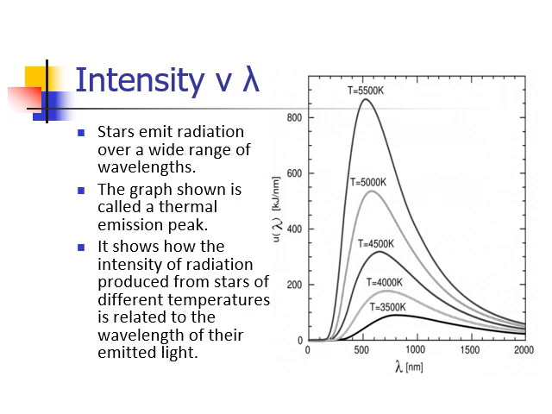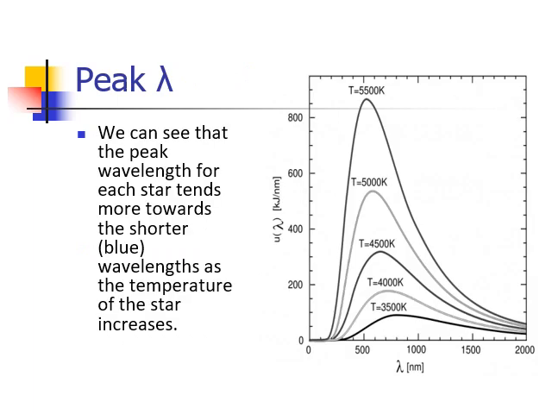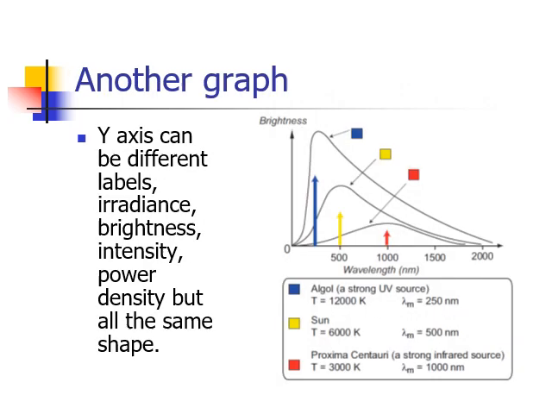But it's a general bit of information that you should be aware of: as the temperature of the star increases, the peak wavelength decreases. Which is what we've got here. So the shorter blue wavelengths are the hotter stars than the cooler, longer red wavelengths. There can be lots of graphs that are like this with slightly different quantities, whether it's irradiance, brightness, intensity, power, but they all have very similar shapes.